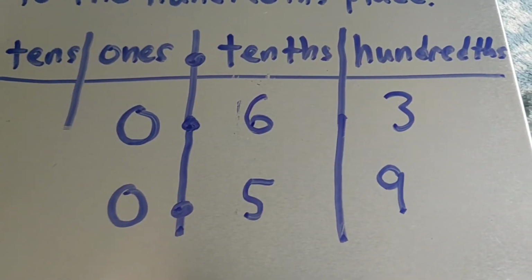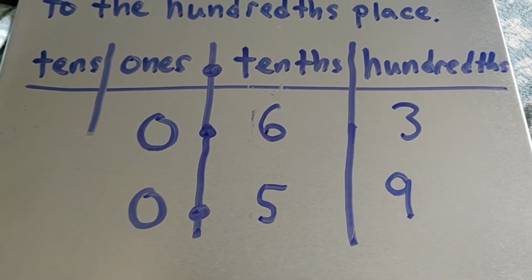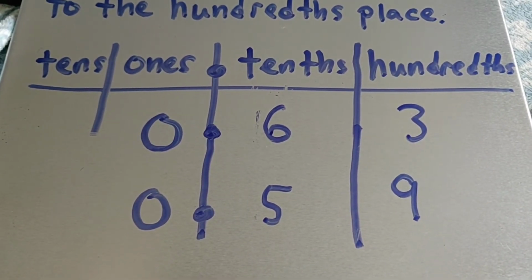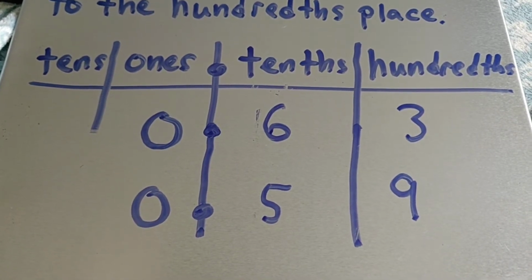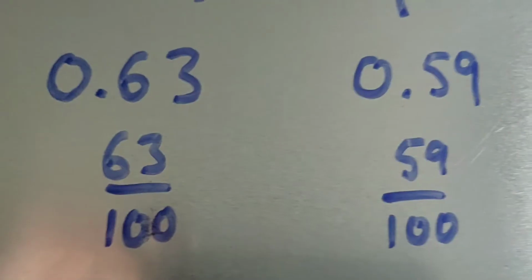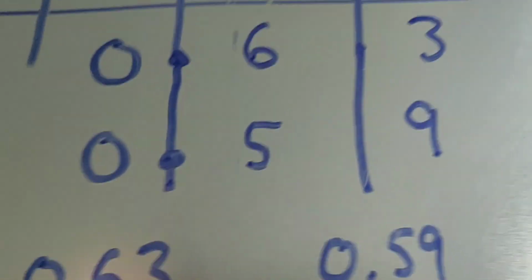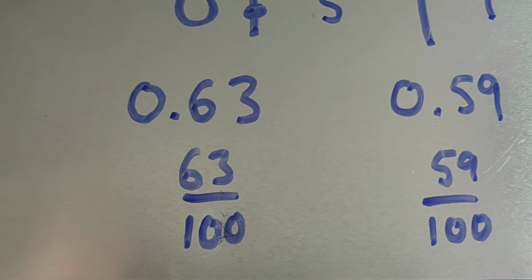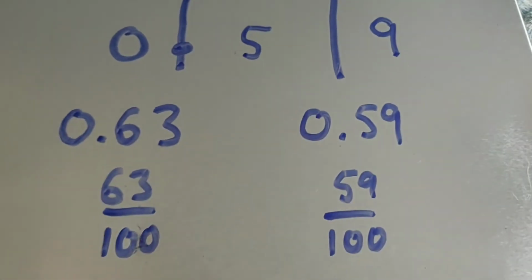So now I want to compare 0.63 and 0.59. Well, I want to think, how can I express 0.63 as a fraction? Or in other words, what fraction is it equivalent to? And how can I express 0.59 as a fraction? Hopefully you remembered from last lesson that 0.63 is the same as 63 hundredths, and 0.59 is the same as 59 hundredths.